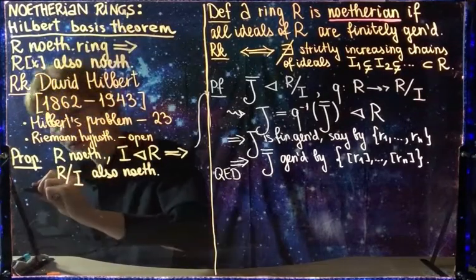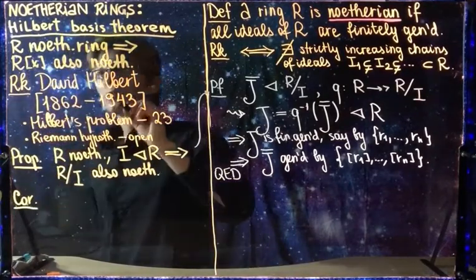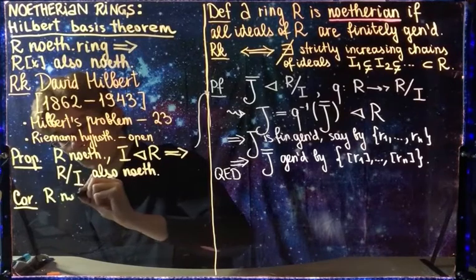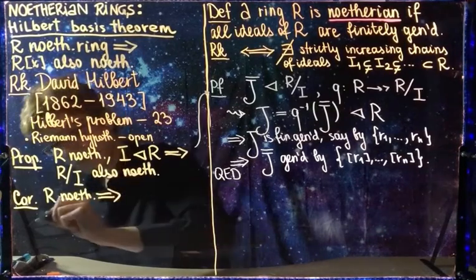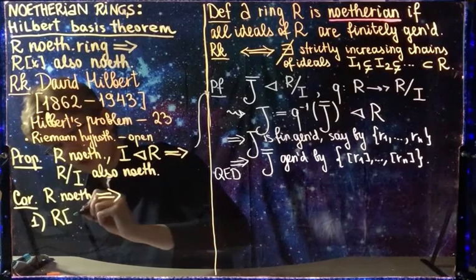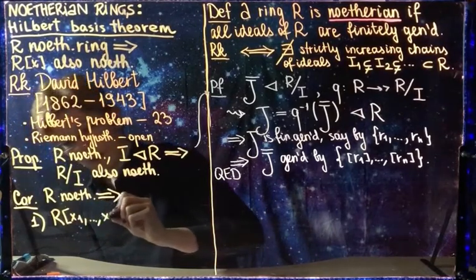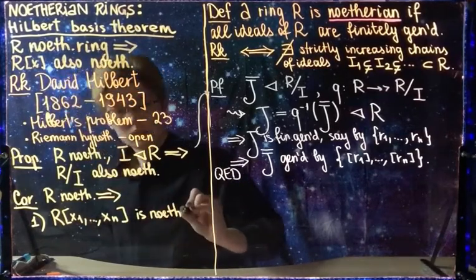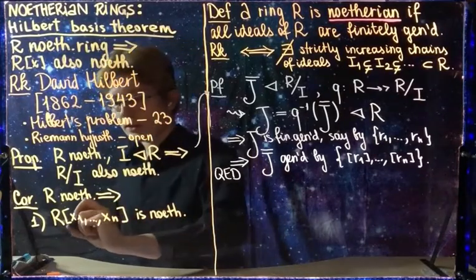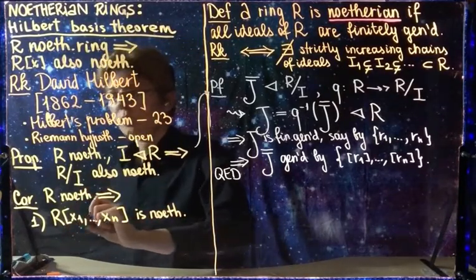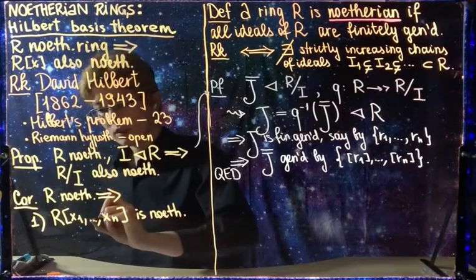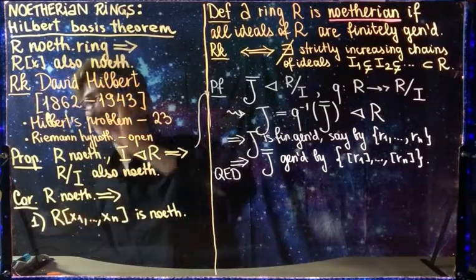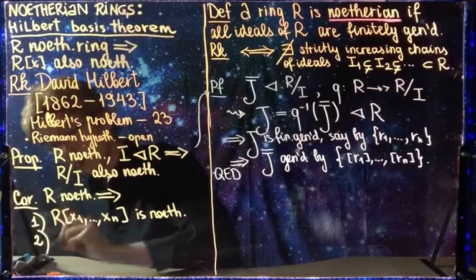And so a corollary of the Hilbert basis theorem combined with this proposition is that if R is Noetherian, then first a ring of polynomials in any finite number of variables is Noetherian, because we know that since R is Noetherian, then R adjoin x1 is Noetherian, and then we adjoin x2 to a Noetherian R adjoin x1, etc. So the proof is using this theorem by induction.